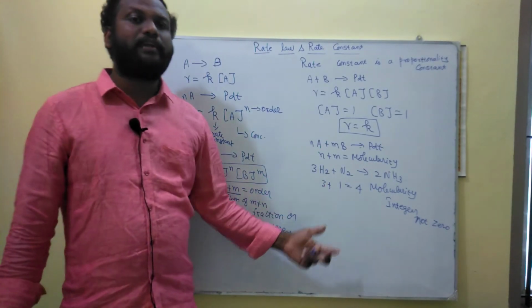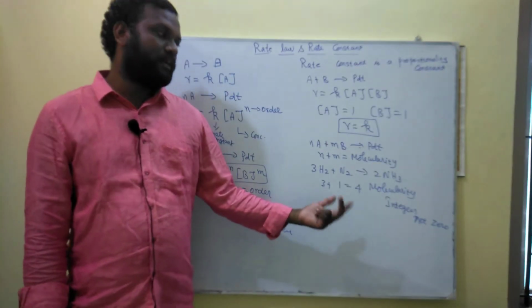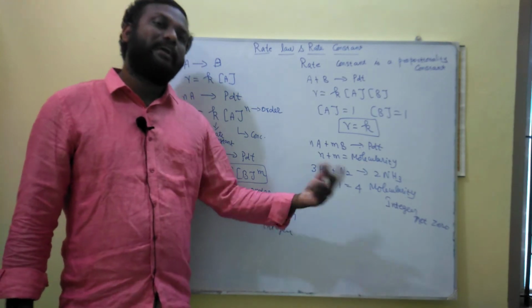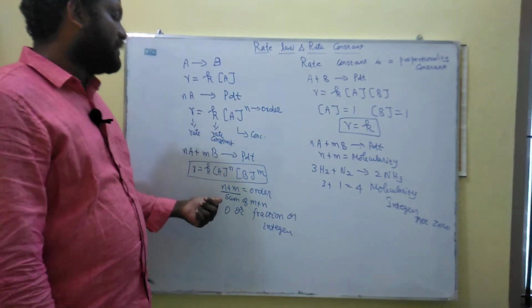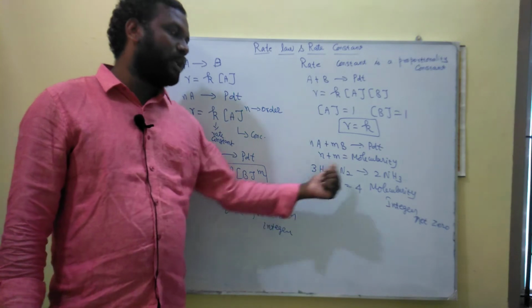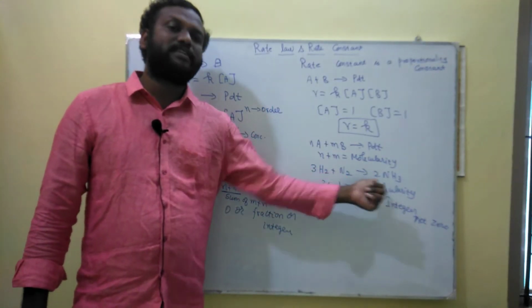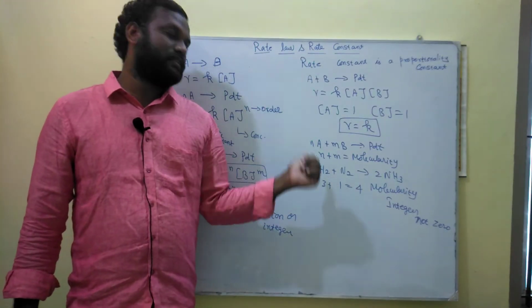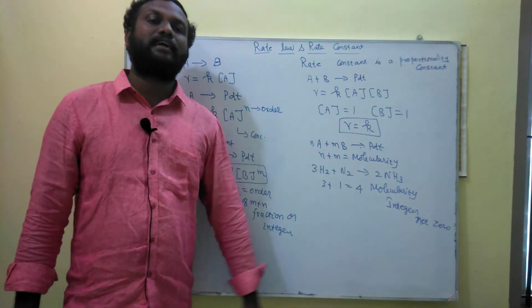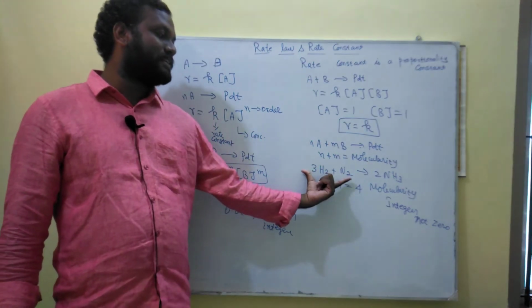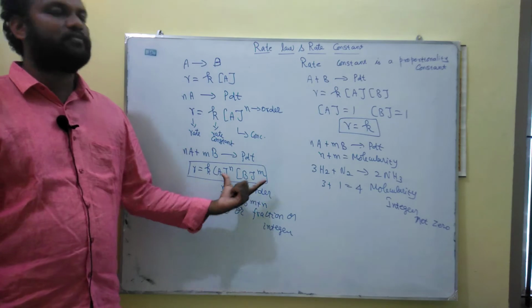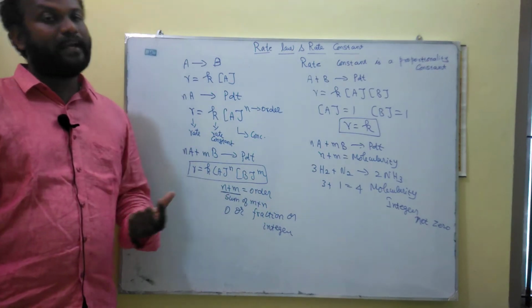Order and molecularity may be equal or may not be equal for any chemical reaction, because order is found experimentally, whereas molecularity is found from the stoichiometric coefficients, that is, from the balanced chemical reaction. Order is found from the experimentally derived rate law expression.